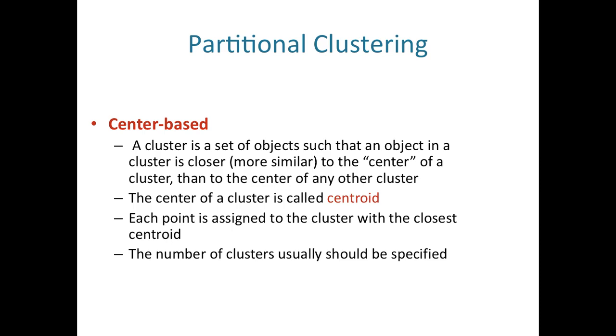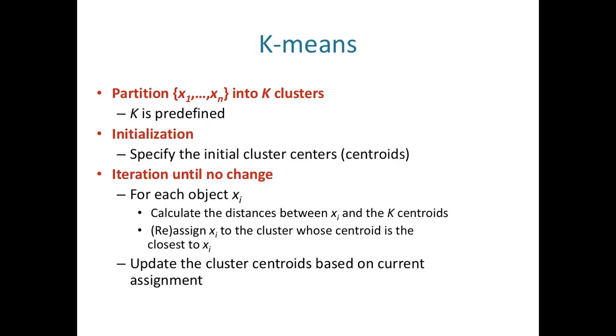In partitional clustering, the number of clusters has to be identified. That's one of the main drawbacks, because oftentimes we don't know how many clusters we need to identify. One of the most common partitional methods is k-means. As I was saying, we need to identify the k clusters, so k is predefined. Typically what we do is explore different numbers of k, and then there are measures that allow us to select the best value of k.